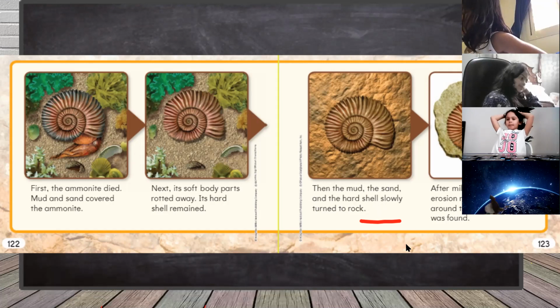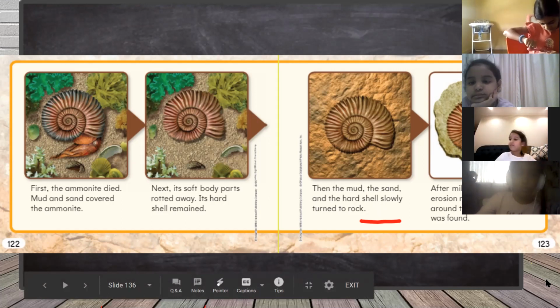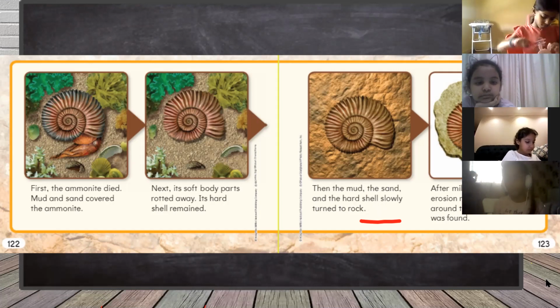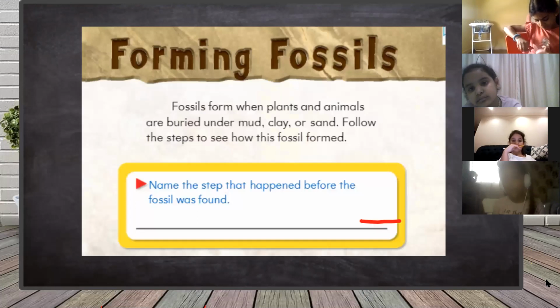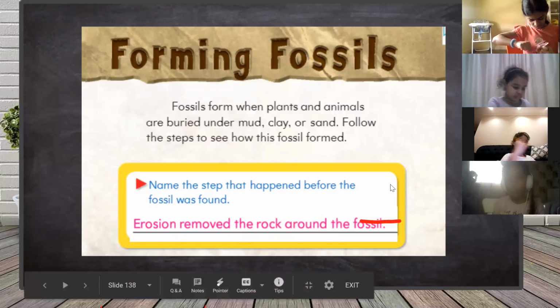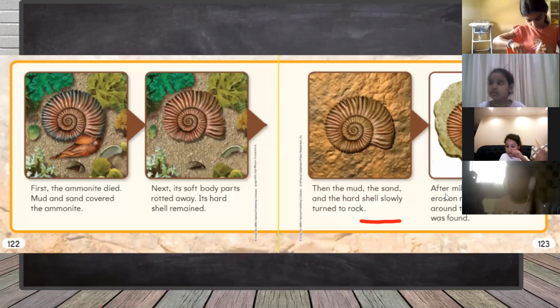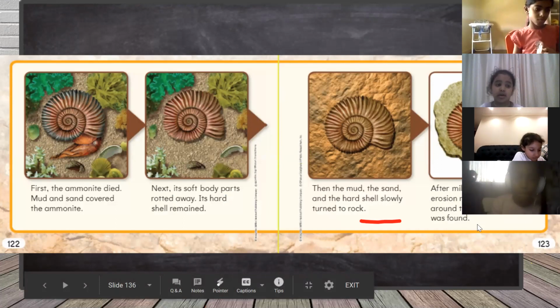Who has another answer? Who has a different answer? Juri, what do you think? Before they found the fossil, what is the step? Erosion removed the rock around the fossil. Look, guys, the last picture told you that after millions of years, erosion removed the rock around the fossil, so the fossil was found. Can you see?